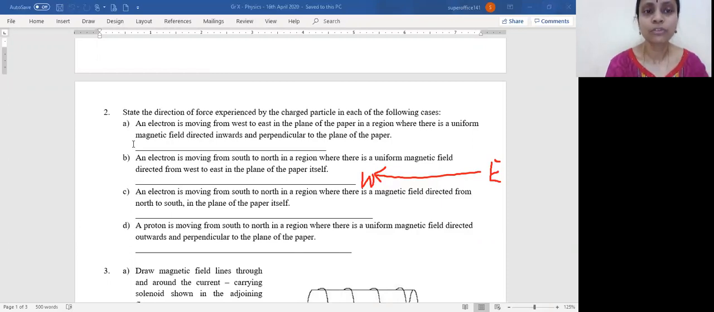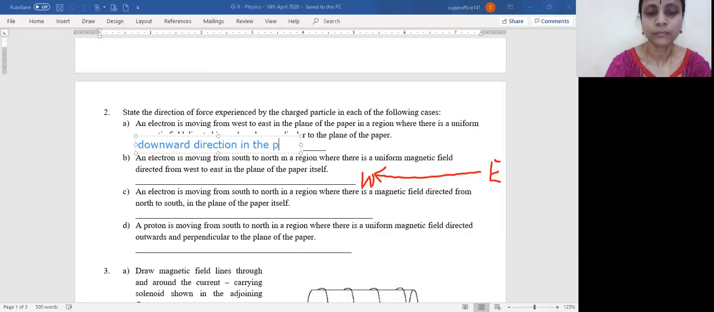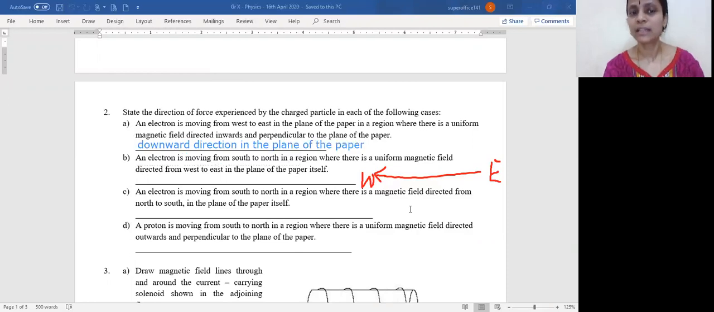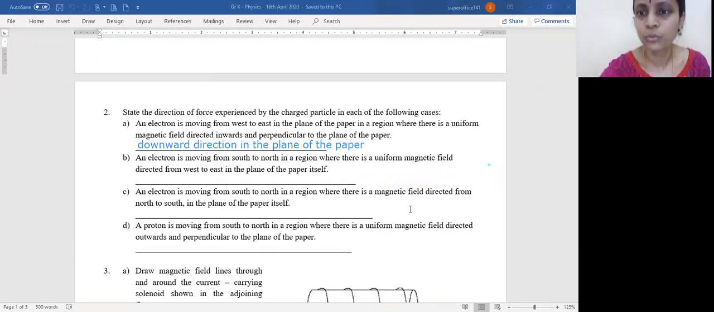So what am I going to write over here? Downward direction in the plane of the paper. In the plane of the paper. So downward direction in the plane of the paper. Is that clear, children? I hope it's clear. So let's see what we can do with the next question.